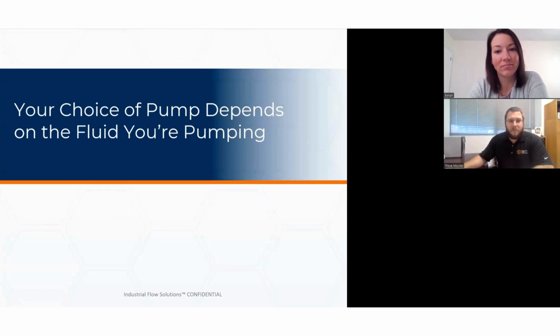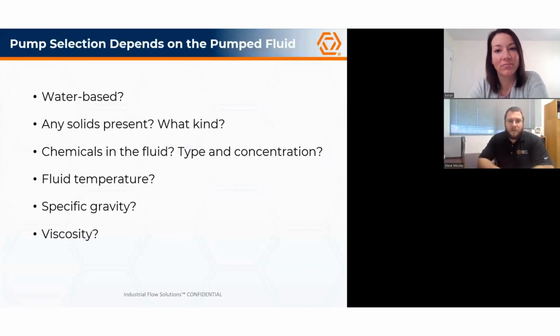Your choice of pump depends on the fluid you're pumping. In order to select the proper submersible pump, you first need to define the fluid you are trying to pump. Is this a clear liquid application, or is a solids handling pump required? Is the fluid water-based, oil-based, or are there any chemicals present? Chemicals can increase the specific gravity and will need to be checked for material compatibility with pump components. Often, you have a combination of these difficulties present, which can complicate the pump selection process.